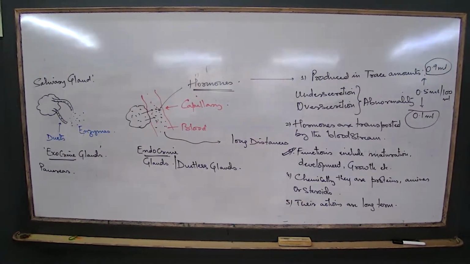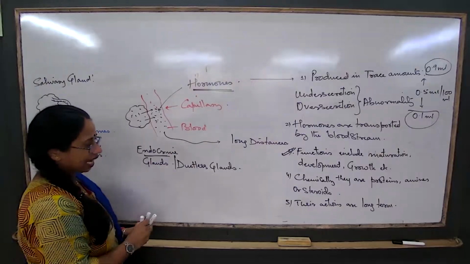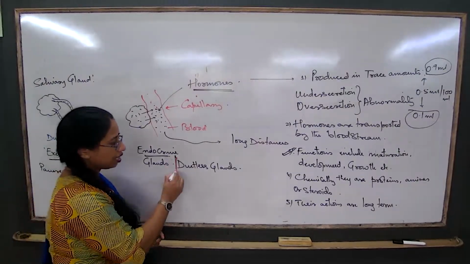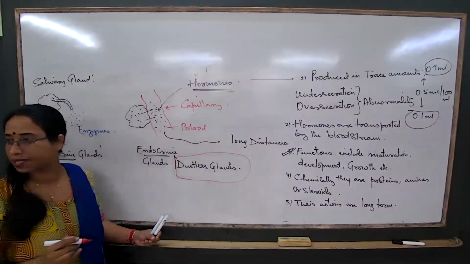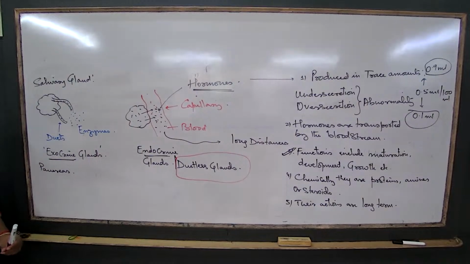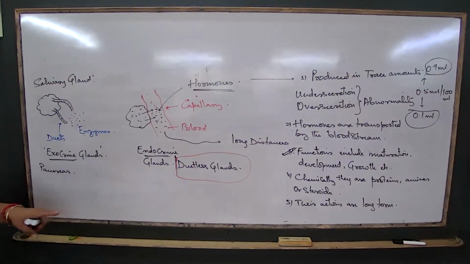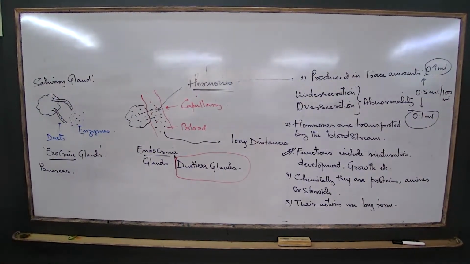Okay. Now, after you have written these 5 points, let us answer one question. Why are endocrine glands known as ductless glands? Write the features about hormones, all of you. Once you are done with that, next we will come to this question. Then we start with the organs.